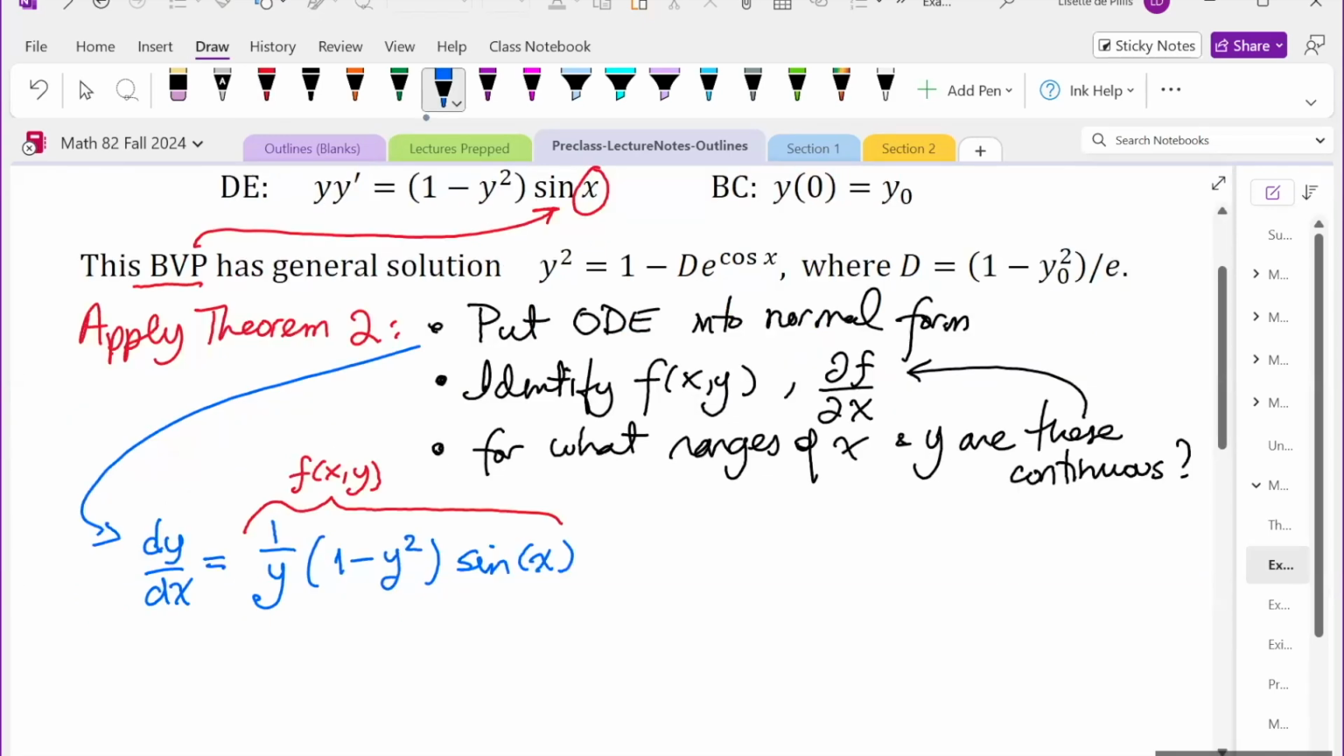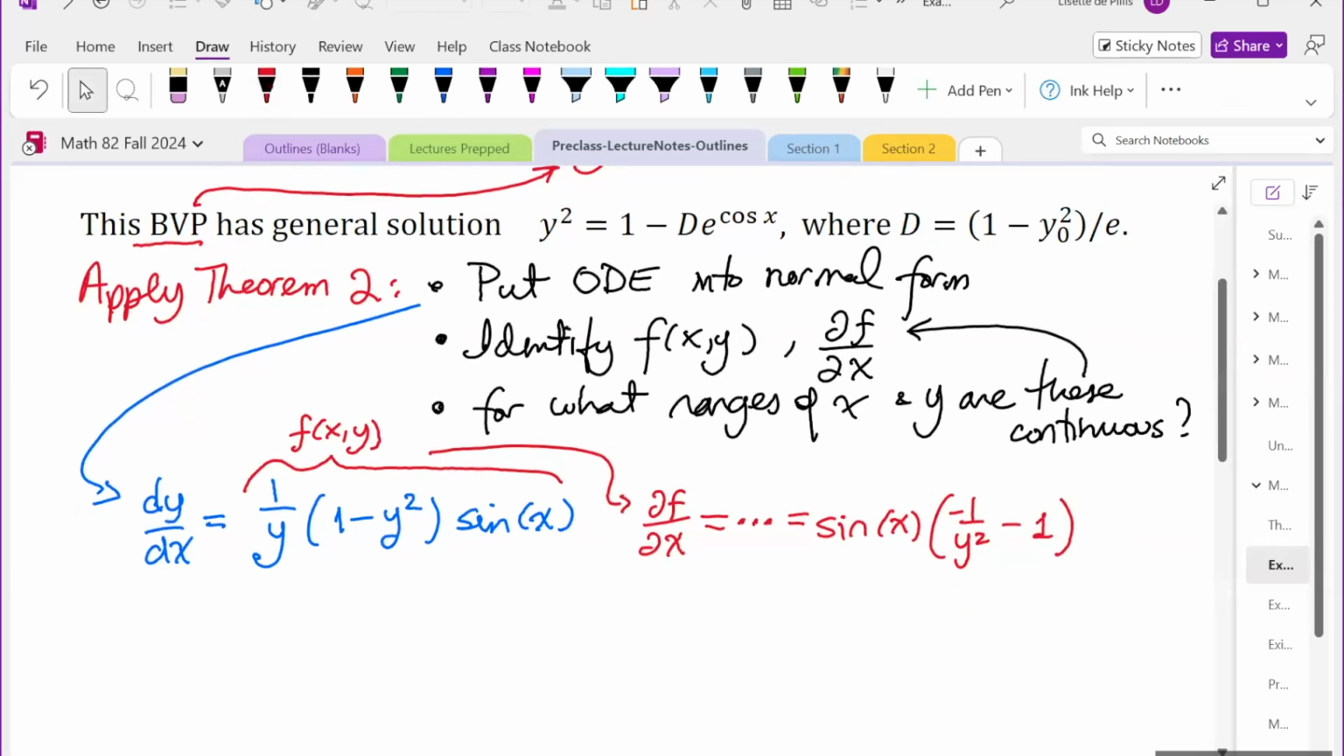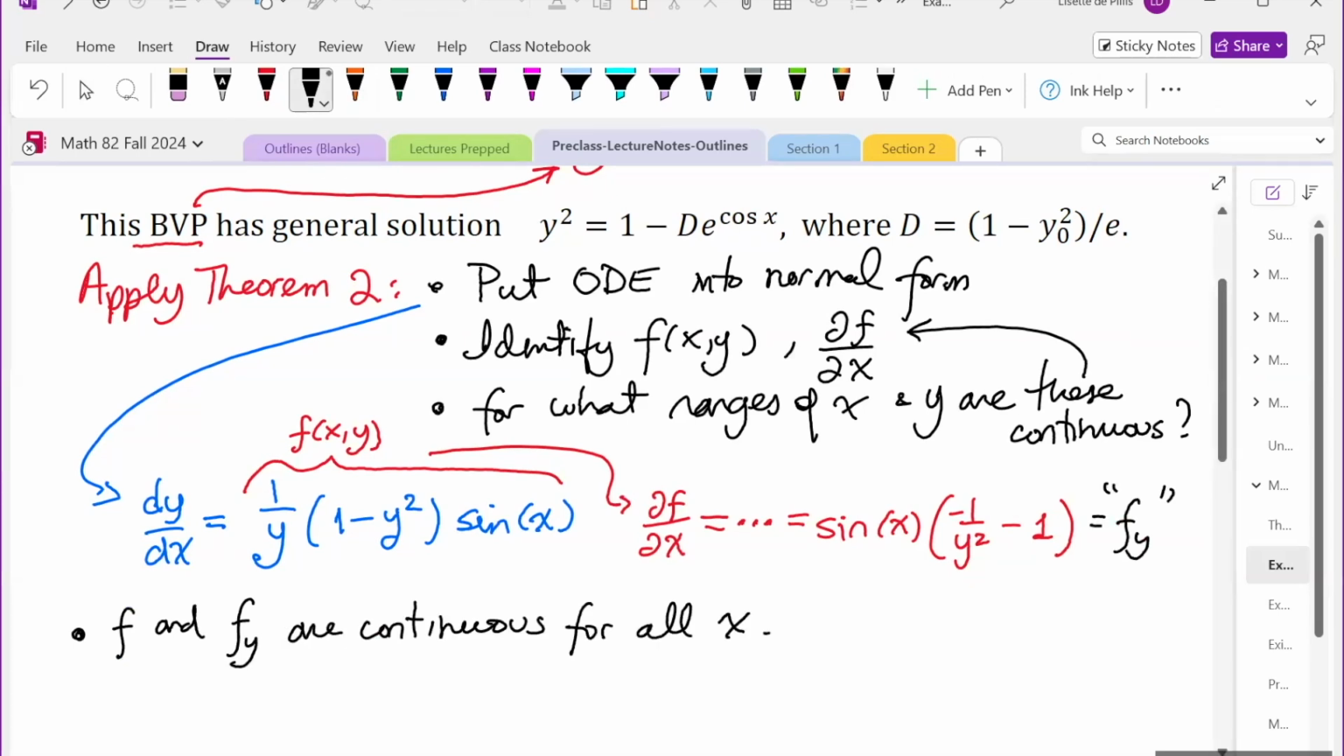So I have my f. Now I need to figure out my partial. The partial of f with respect to y is then, and I won't go through the details because hopefully you can do it yourself, sine x times (1 over y squared minus 1). So where are these continuous? At least for x, they're continuous everywhere. So f and f sub y, which is the shorthand for partial f partial y, are continuous for all x.